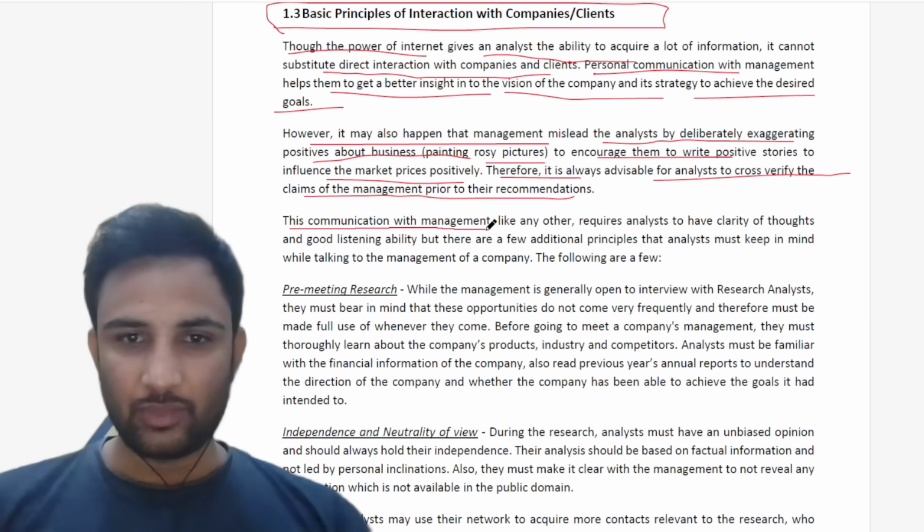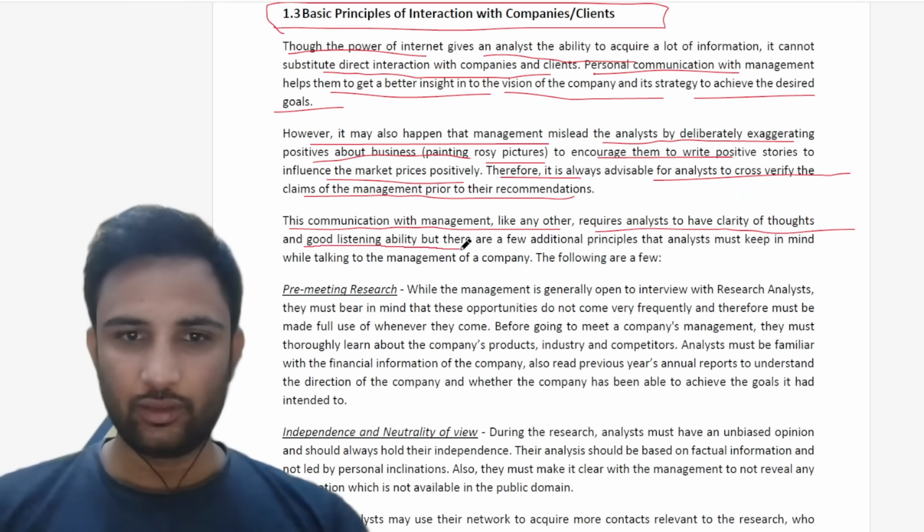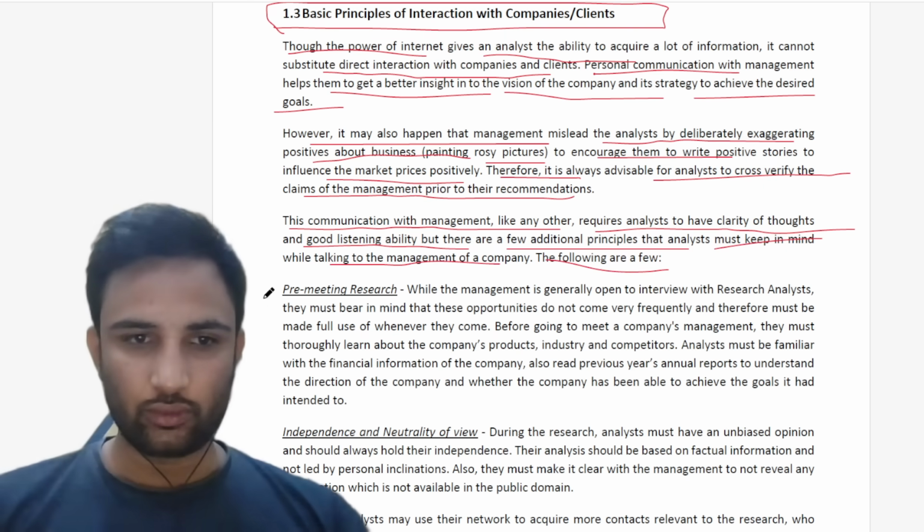This communication with management, like any other, requires analysts to have clarity of thoughts and good listening ability. But there are a few additional principles that analysts must keep in mind while talking to the management of a company. The following are a few.